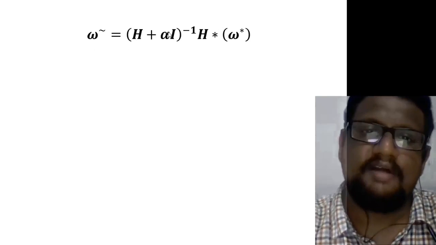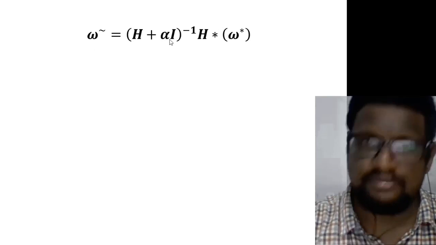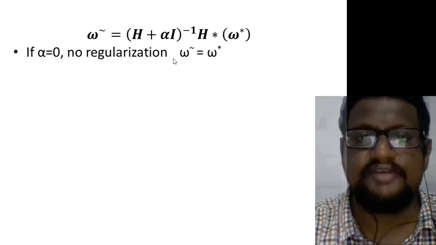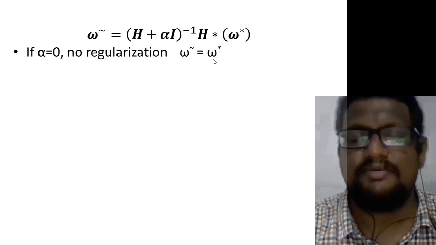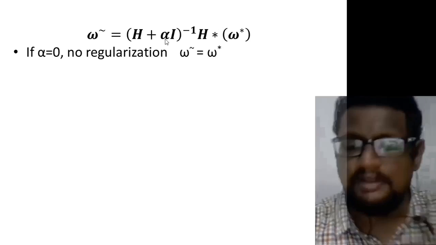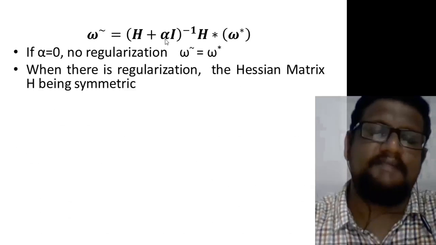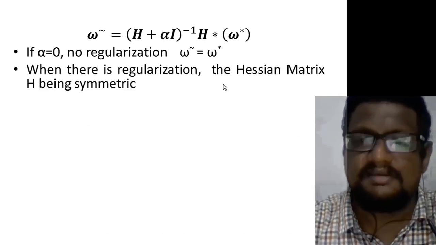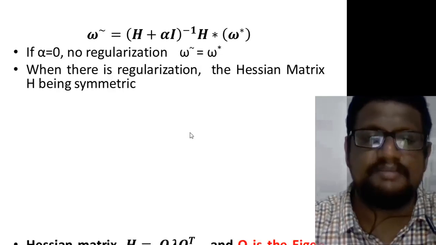So the hyperparameter alpha is the strength of the regularization. When alpha is equal to 0, there is no regularization. So we can observe that omega cap will be equal to omega star, by mathematically substituting alpha equal to 0. And when alpha is not equal to 0, there is a regularization, and then the Hessian matrix comes into the picture. The Hessian matrix is symmetric.